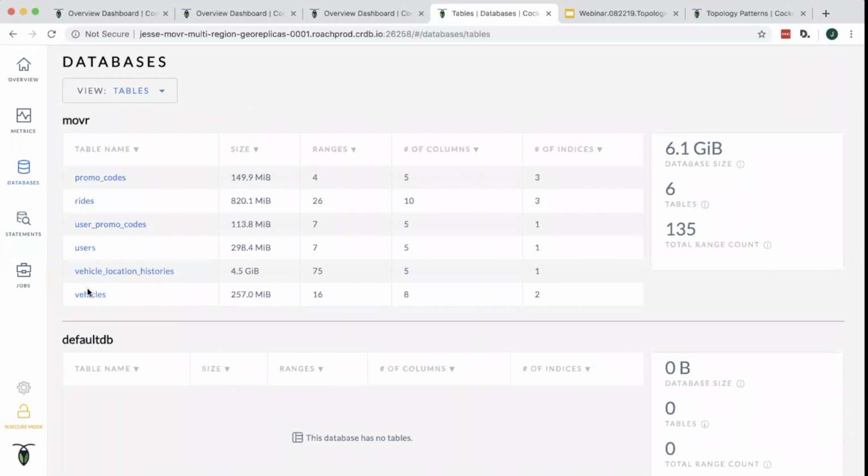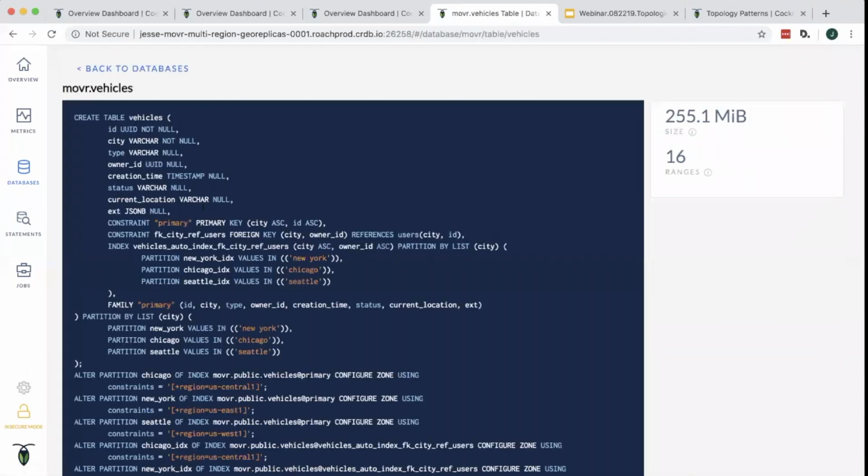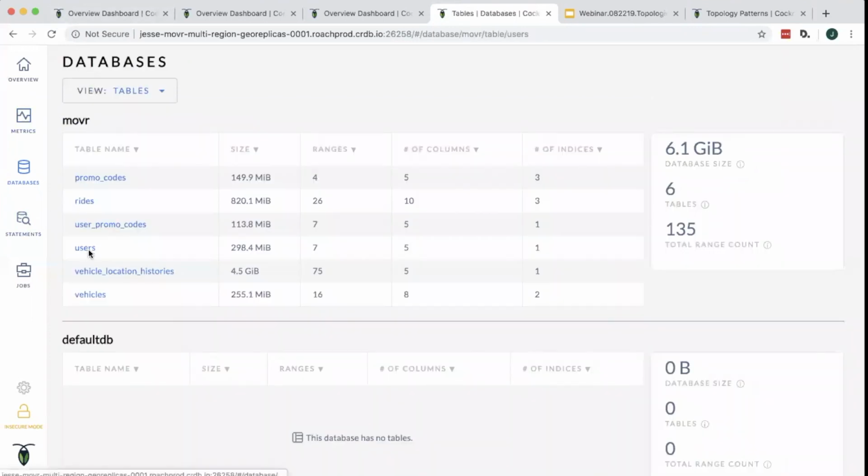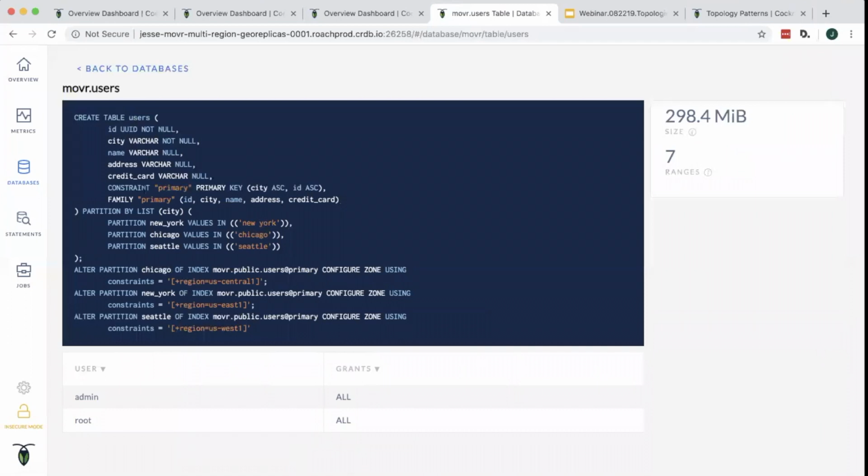But let's look at, for example, the vehicles table. So the table definition is still the same, but I want to call out that the primary index has been partitioned. Actually, what did we look at before? We looked at users, I think. Yeah, I'm just going to keep it simple. So the users table, we still have those three partitions, just like we did in the last cluster, in the last pattern. The difference is only in the way the zone configs are defined.